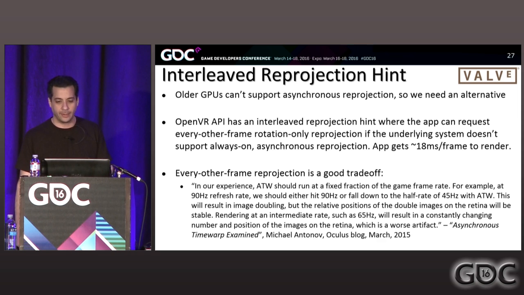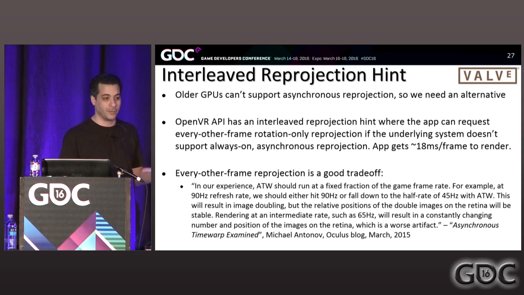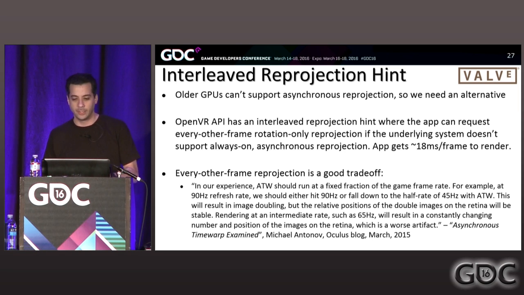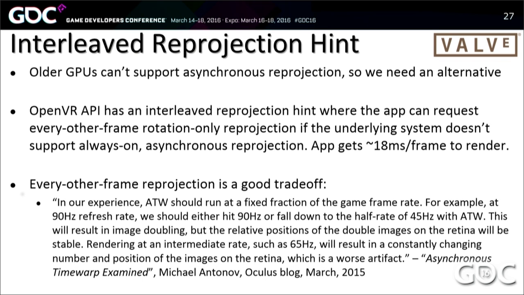It's a good trade-off, and I agree with what Michael Antonov from Oculus said last year. He has a blog post from March 2015. If you haven't read it, read it. It's a really good post. It's titled Asynchronous Time Warp Examined. And what he's saying here in this paragraph effectively, I'll summarize it here, is asynchronous time warp should run at a fixed fraction of the game frame rate. Meaning, if you're at a 90 hertz refresh rate on the HMD, you either want to hit 90 hertz or fall down to the half rate of 45 hertz.